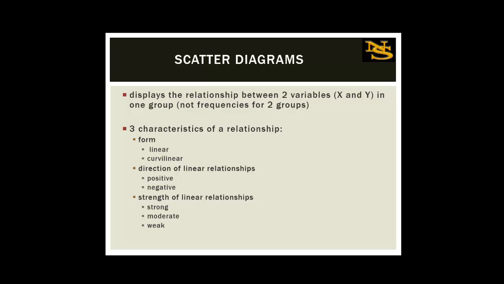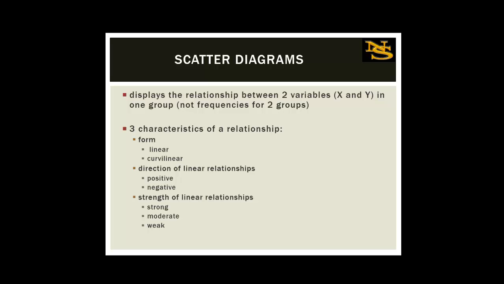Remember, x is kind of a placeholder for a variable. Well, when you have two variables, you can refer to the first variable as x and the second variable as y. So we're looking at the relationship between x and y in a single group. We're no longer looking at frequencies anymore. We're going to be looking at raw scores: two scores for each individual across a single group. And that'll make more sense as we look at several examples here in a second.